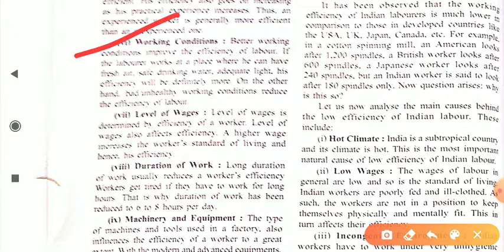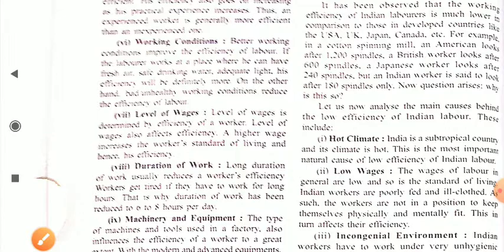And if the standard of living of a labor is increased, it means he has more purchasing power. He can buy good day to day goods, he can consume good food material, he can go for a healthy condition, he can buy all his necessities. It simply increases standard of living, and when the standard of living of a labor increases, his efficiency also increases.